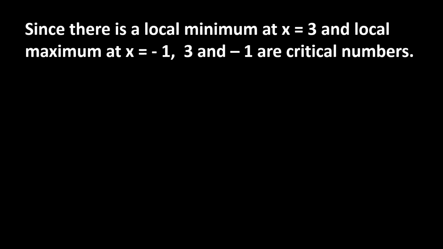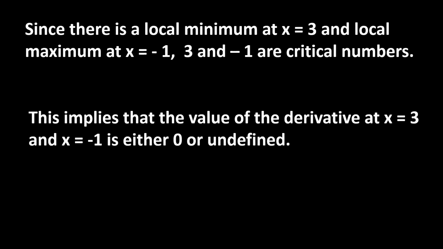Now, since the problem mentioned that there's a local minimum at x equals 3 and a local maximum at x equals -1, we can say that 3 and -1 are critical numbers. If you recall, we can only say a number is a critical number if the value of the derivative at those specific numbers is either 0 or undefined. So let's look at the derivative of our function.